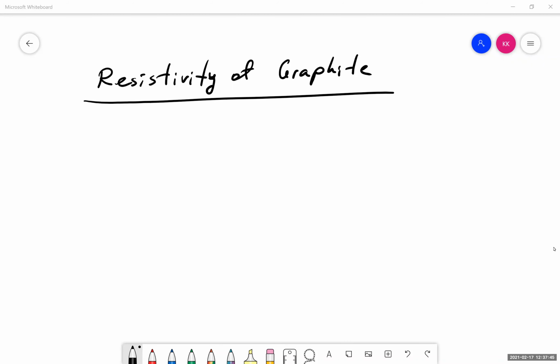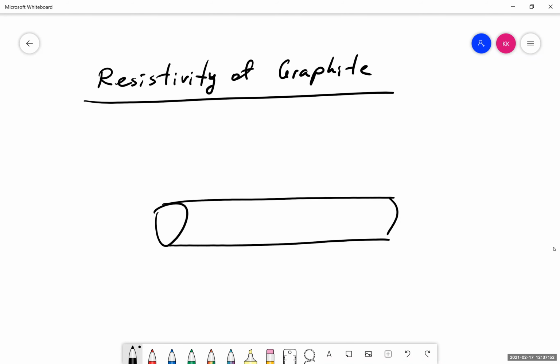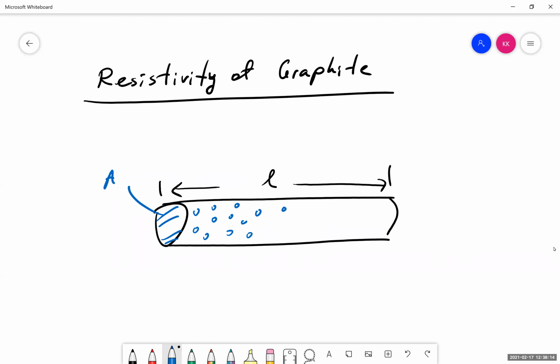So for example, let's assume that you have some kind of a wire, and this wire has length L, and it has a cross-sectional area A. So let's say this is some kind of conducting wire. And one of the things we have here is this wire has a lot of, let's say, free particles that are randomly moving within the conductor.